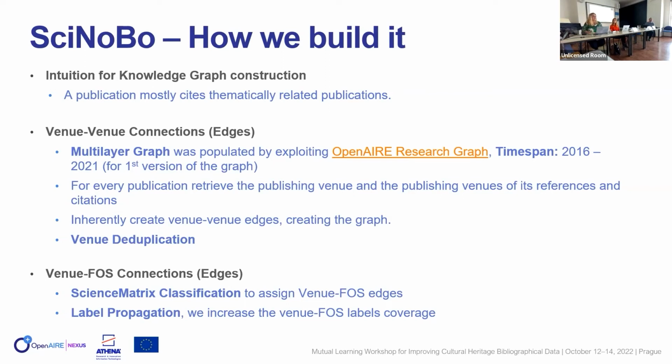Another question. You mentioned venue identification. If it's a journal or conference or whatever, the names are sometimes abbreviated, sometimes not, or translated into different languages. So how do you do the identification?